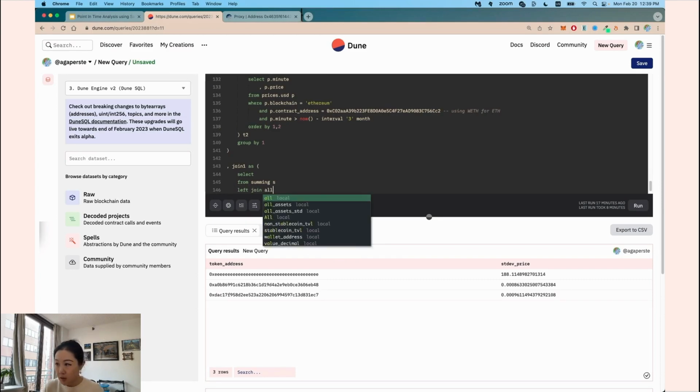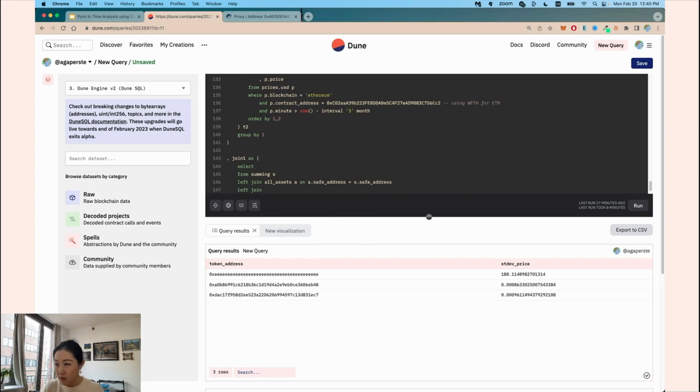So going to do a left join on the all assets. I'm going to call this A on A dot safe address is equal to the safe address. Then also doing a left join on the standard deviation STD on std.token address is equal to the token address in all assets. With that, let's grab the columns that we would want.